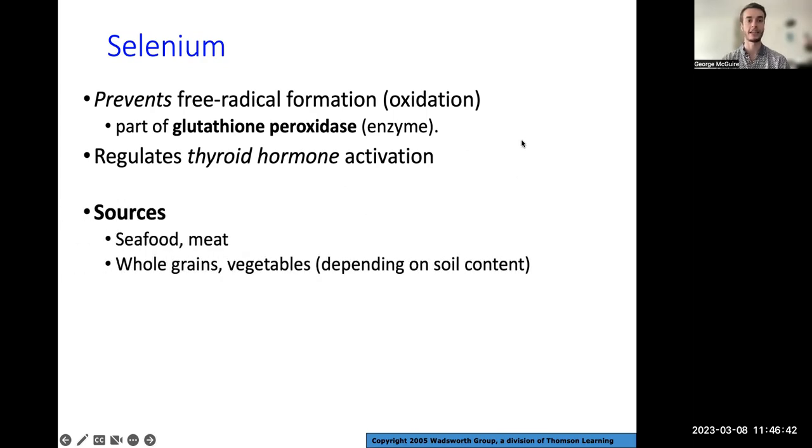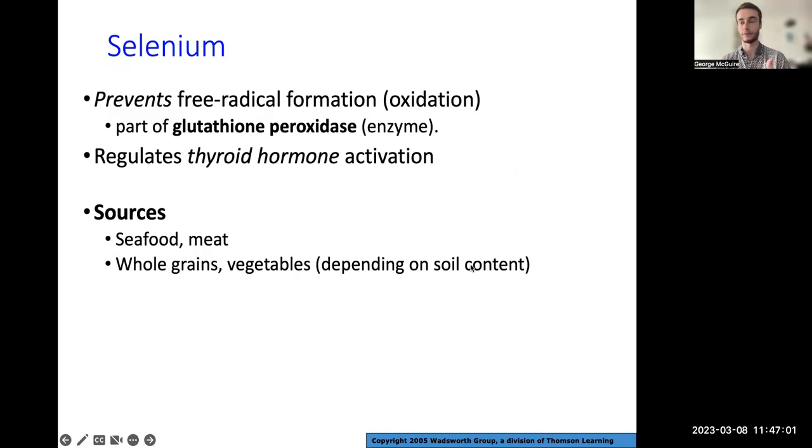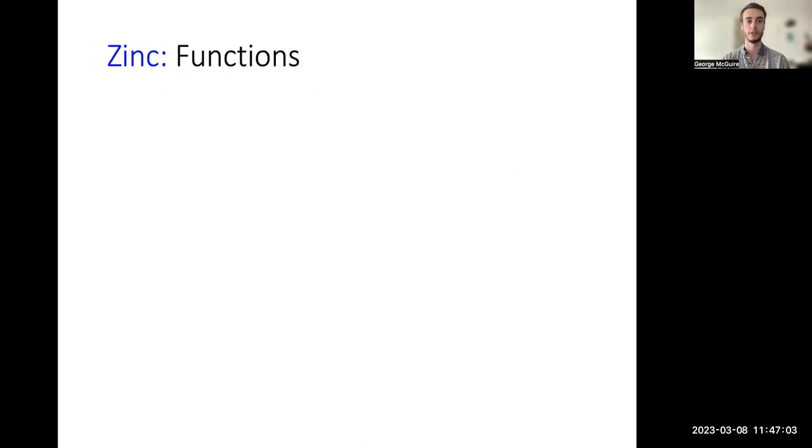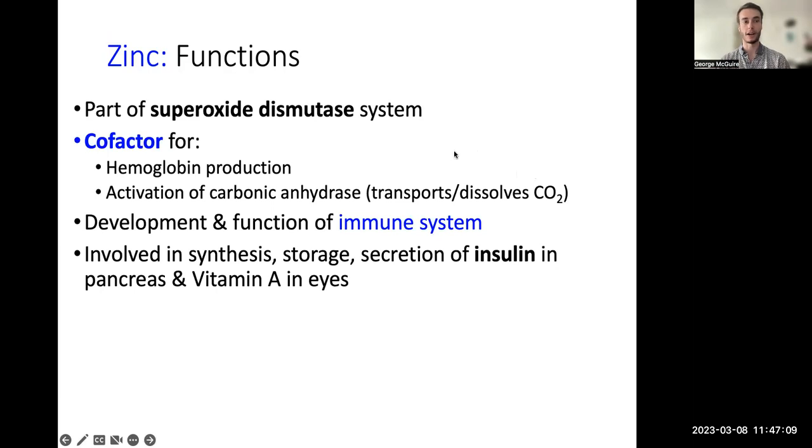It can regulate thyroid hormone activity. And selenium is very common in seafood. A lot of marine animals use it as a carrier for oxygen, the way that we use iron. So seafood is a great source of selenium, as well as whole grains and vegetables, depending on the soil content. Right? Our plants are getting their minerals through the soil. And a bit more on zinc, which has a wider area of function or facilitation. So of course, it's part of the same system we've been focusing on, but it also acts as a cofactor for the production of hemoglobin.